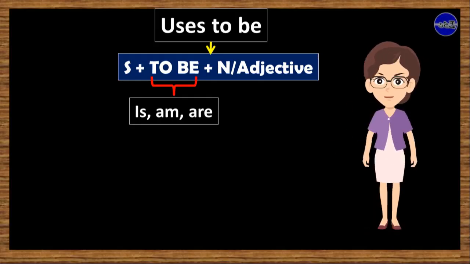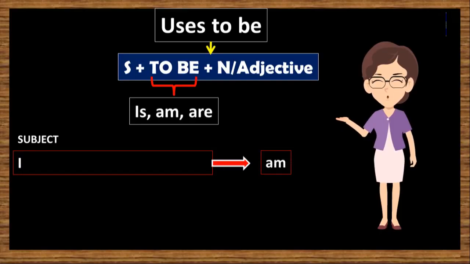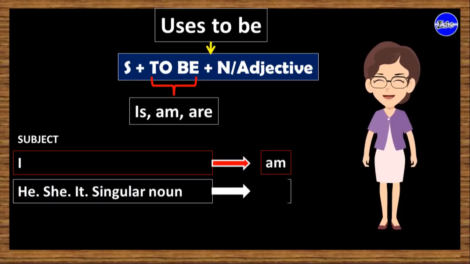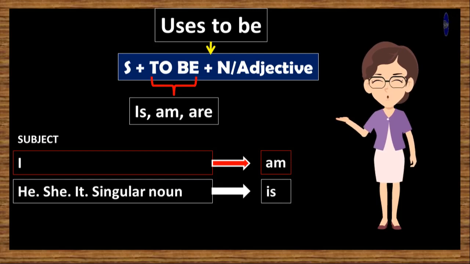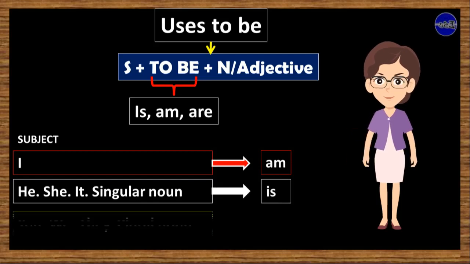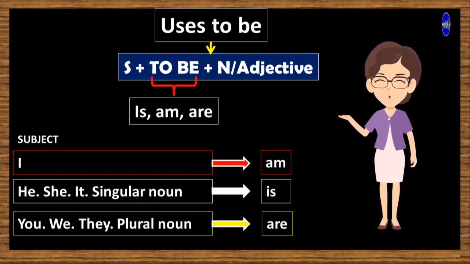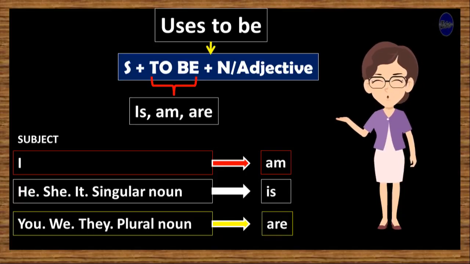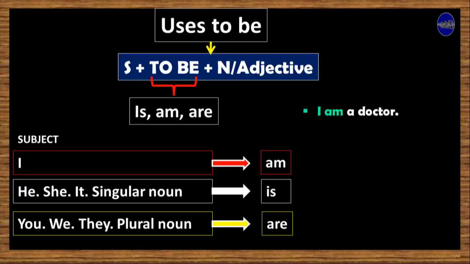All right, see this. If the subject is I, then use to be am. If the subject is one of he, she, it, and singular noun, then use to be is. But if the subject of the sentence is one of we, they, you, and plural nouns, then use to be are. See these examples. I am a doctor.